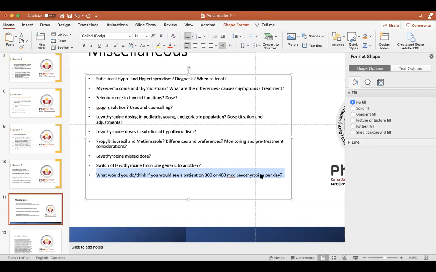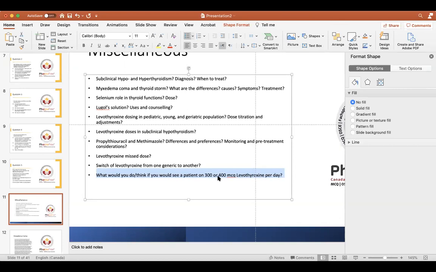If the patient is taking this medication, and this is a dose in his profile, it's not an emergency case here. The patient is taking 300 or 400 microgram of levothyroxine per day. We check for cardiovascular side effects if there are any. Okay, this is a normal dose.